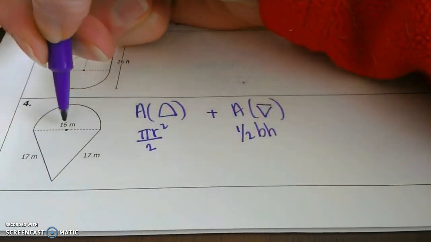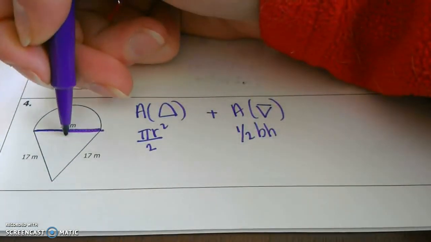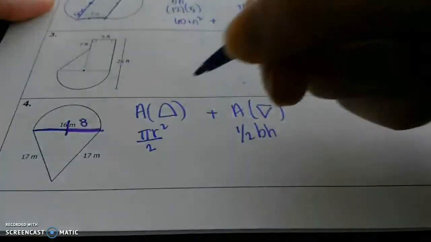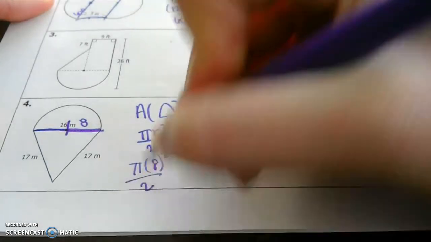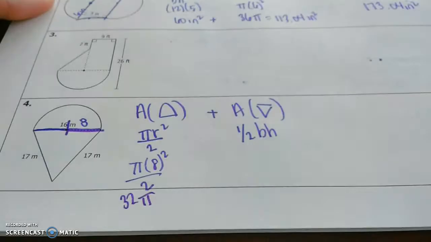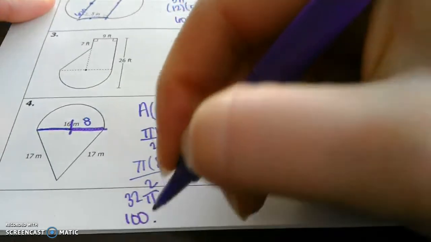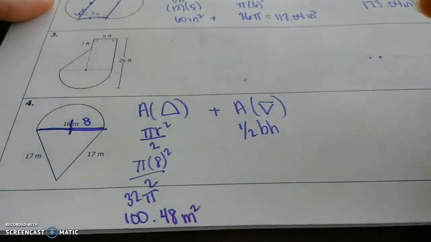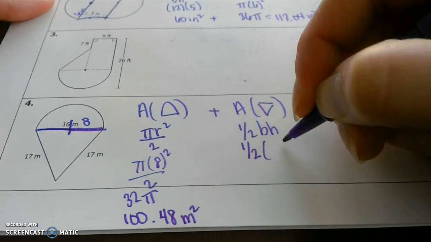Now if I look at this, the 16 meters is in the middle, so this is actually your diameter. Half your diameter is your radius. So half of 16 is 8, so in place of r, my radius, I put 8 squared divided by 2. 8 squared is 64. Half of 64 is 32 pi, which you get about 100.48 meters squared.